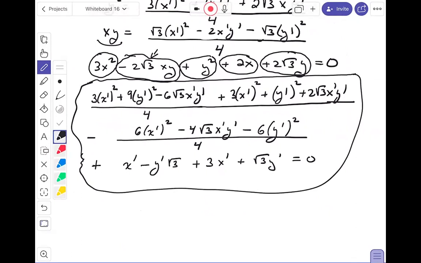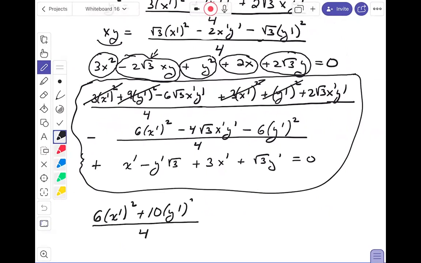All right, so what do you got? I got 6x prime squared. That's these guys over here. Let's see, 9, 10 of those things. Whoa, I got this and I got that. That's going to be minus 4 root 3 x prime y prime. All right, I'm going to say this term is all done. Let's go to the next one.